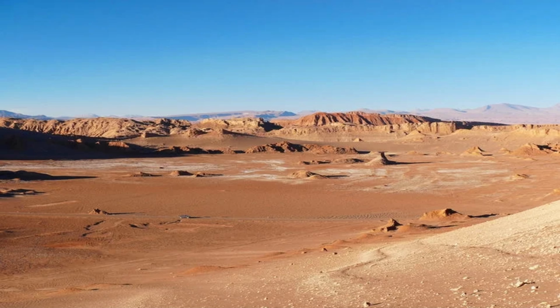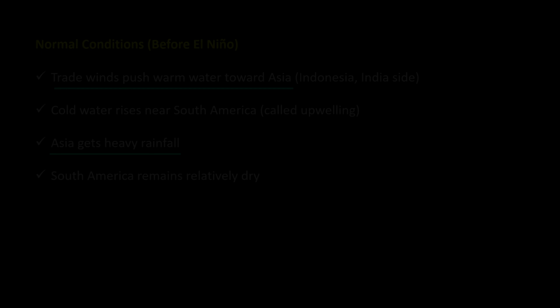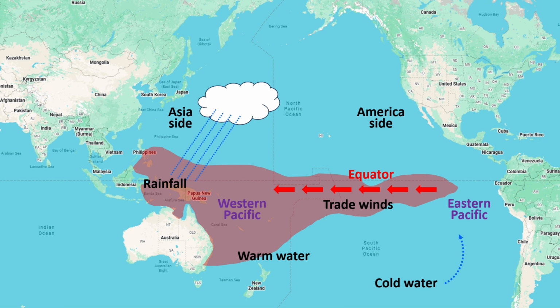Now do you understand the reason behind the desert conditions along the west coast of South America? Because here this region receives almost zero rainfall for years. So remember this, in normal conditions, trade winds are strong and they push the warm water from the American side to the Asia side, and cold water upwells on the America side. Warm water causes heavy rainfall on the Asia side, whereas cold water results in dry conditions on the America side.